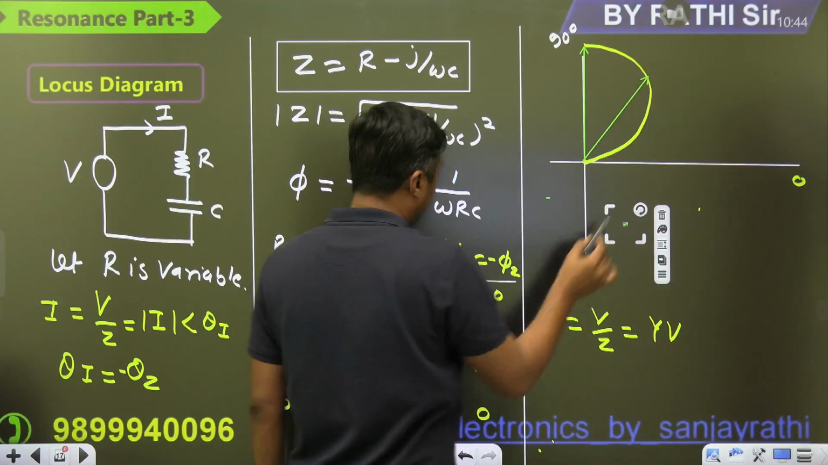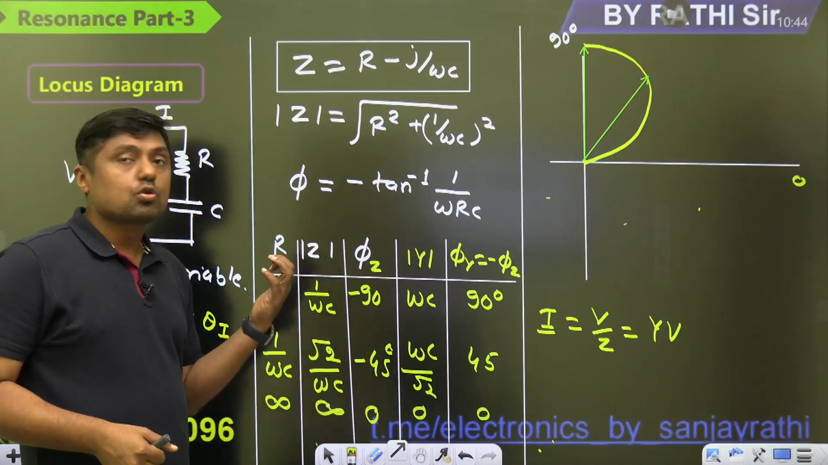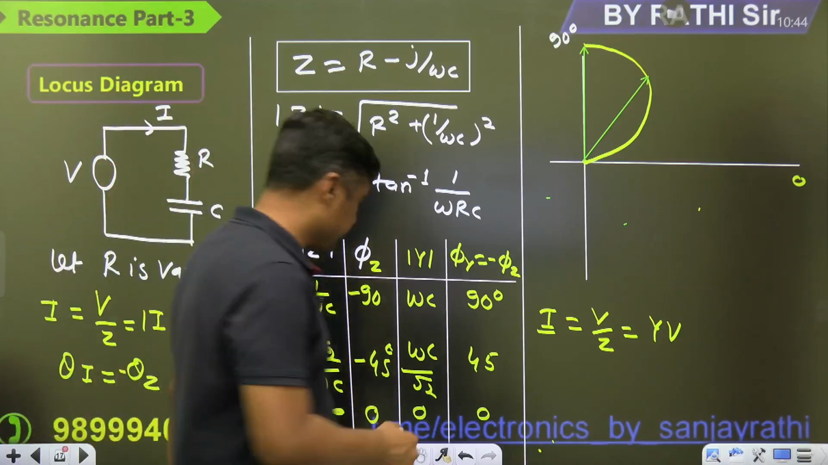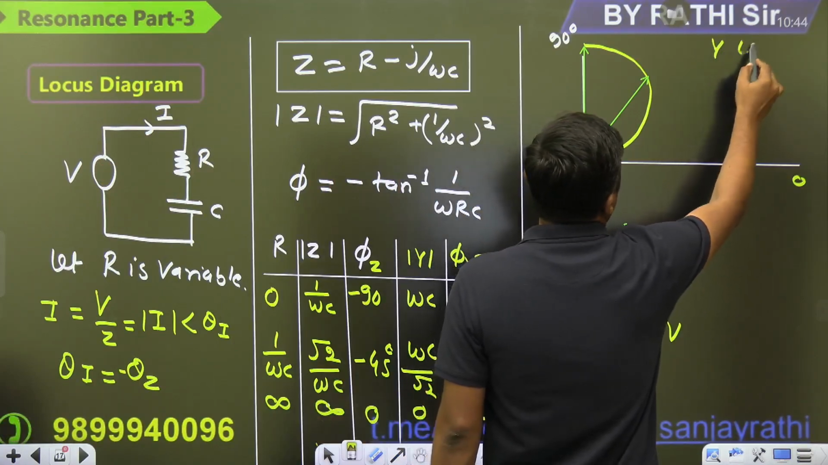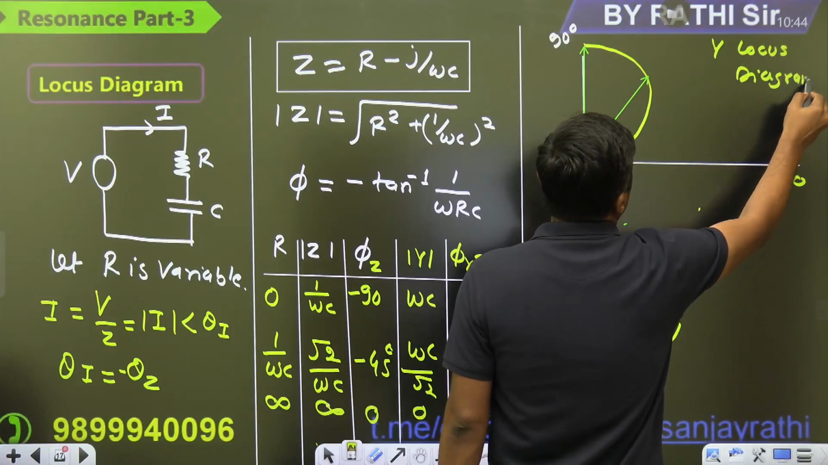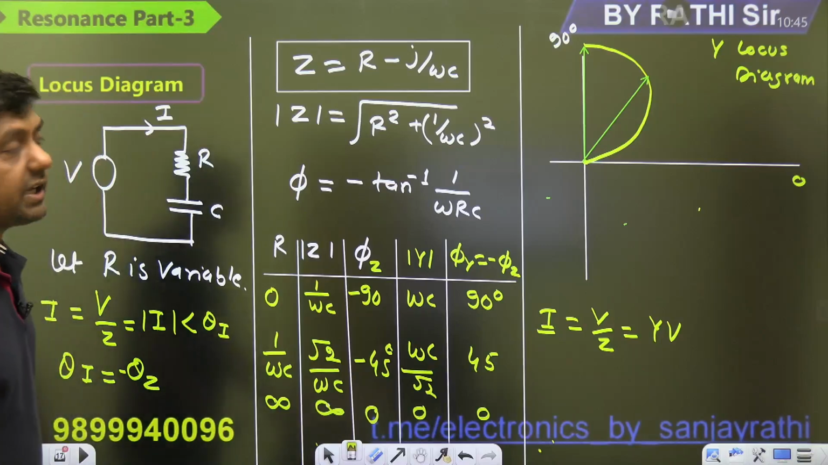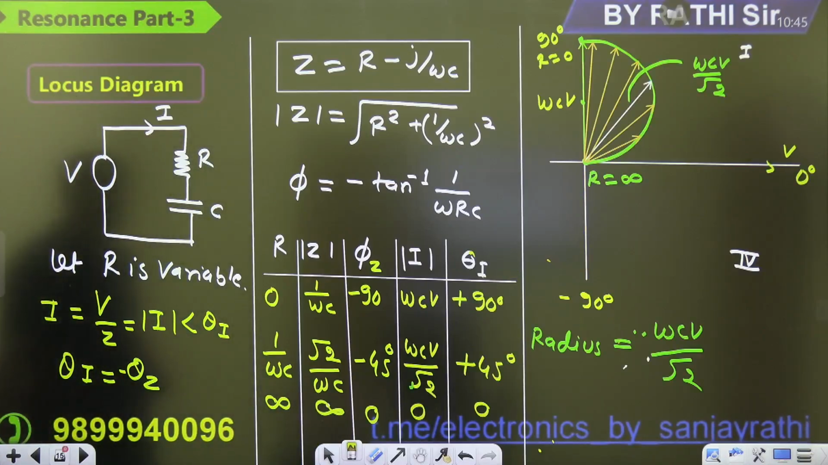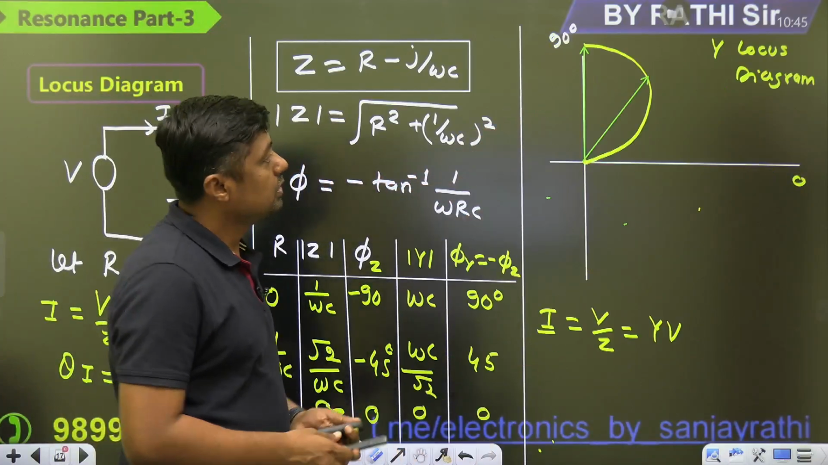This is at 45 degree. And what is the value at the 45 degree? Omega c by root 2. And that is called the admittance phasor. Admittance locus diagram. So watch the admittance locus diagram and current locus diagram. Similar. Current locus diagram and admittance locus diagram are similar. Only remove the V. It will become omega c. It will become omega c by root 2. This is the omega c.